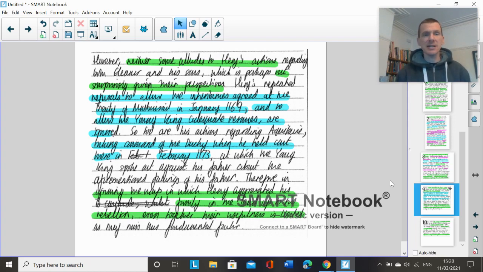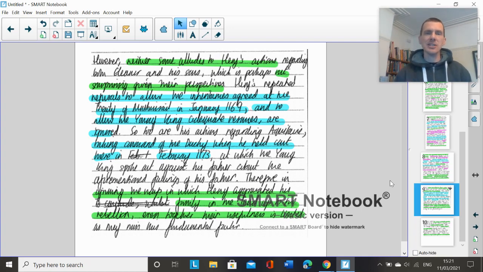So now it's time to move on to section 3, which would be the limitations. Now, we've already talked about the limitations of the provenance, and that's going to be kind of unpacked here. So he says, however, neither source alludes to Henry's actions regarding both Eleanor and his sons. Now, full stop. There, you are not interested in what the source doesn't say, unless you think that's deliberate. And the sentence carries on here: neither source alludes to Henry's actions regarding both Eleanor and his sons, which is perhaps not surprising given their perspective.